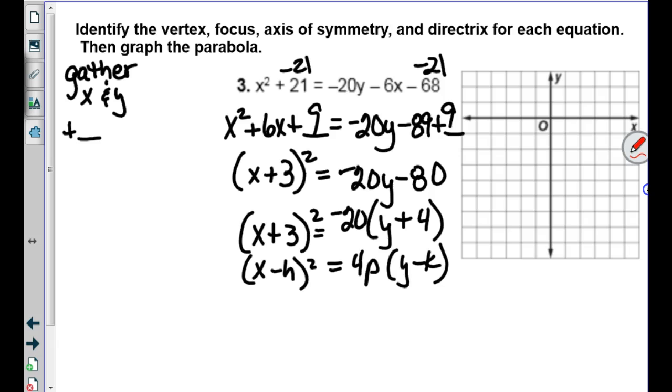Do you want to go through the rest? Want to try it on your own? You try to find all the information we need? Don't pay attention to me. Try it on your own.